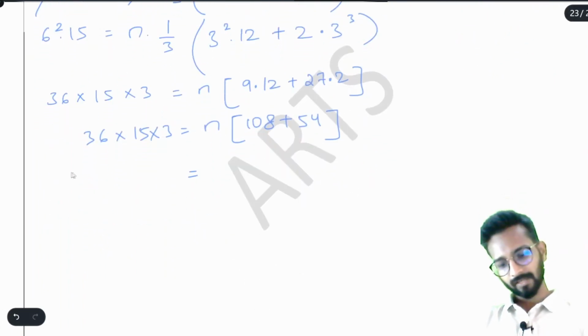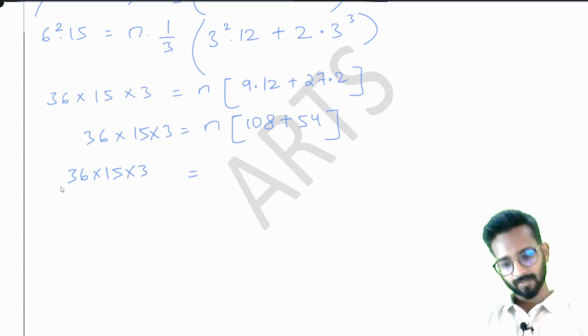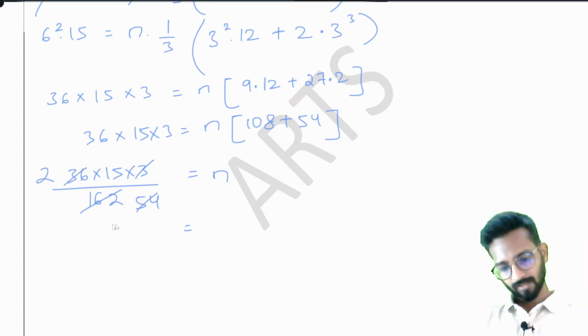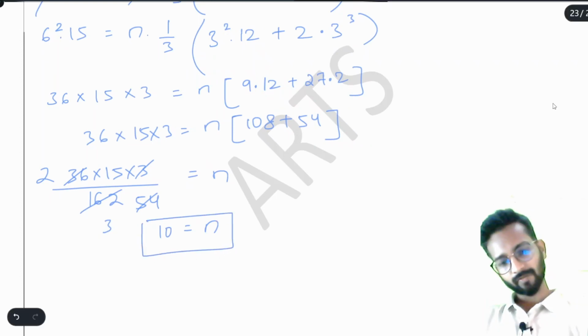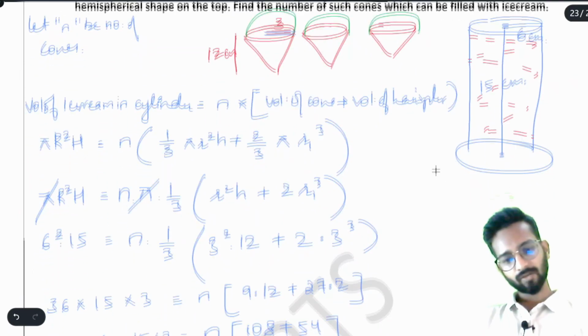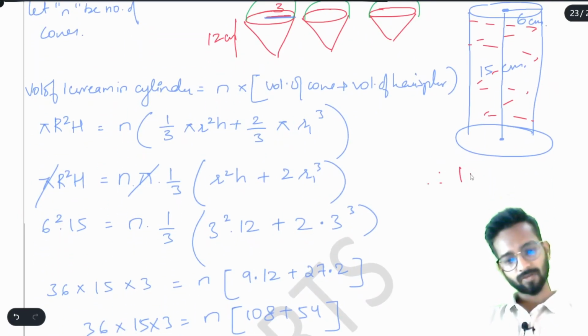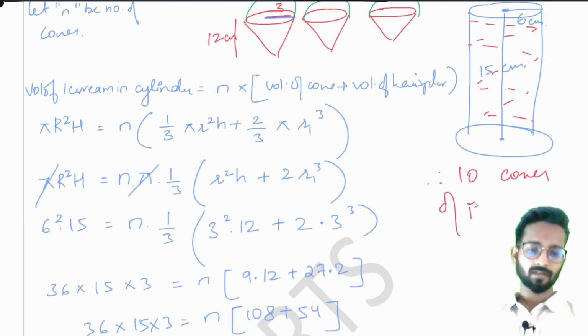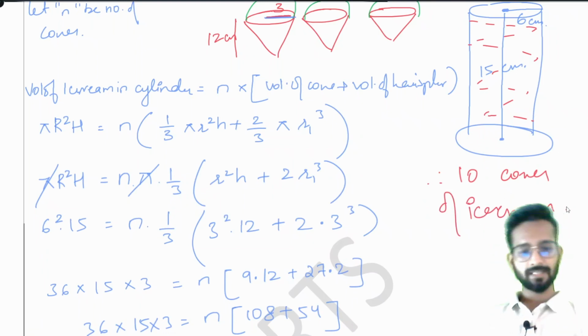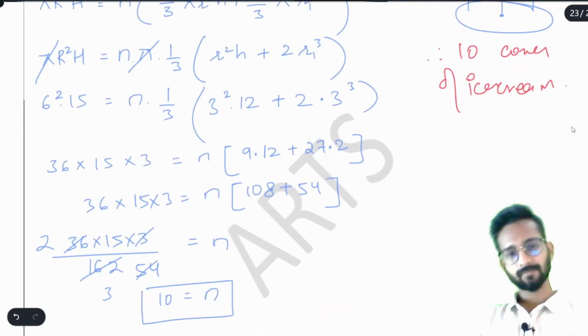I can write it as 36 into 15 into 3 divided by 162. So n will be equal to 10. It means how many cones of ice cream you can make? You can make totally 10 cones which can be filled with the ice cream. Therefore, 10 cones of ice cream. By this, our chapter number 4 is completed. Thank you so much.